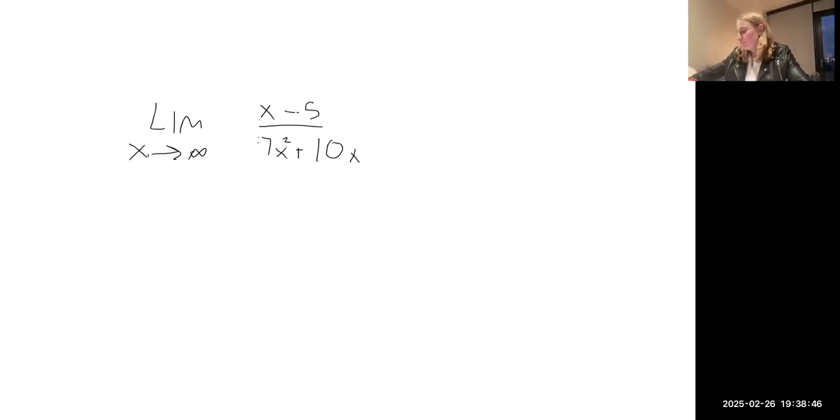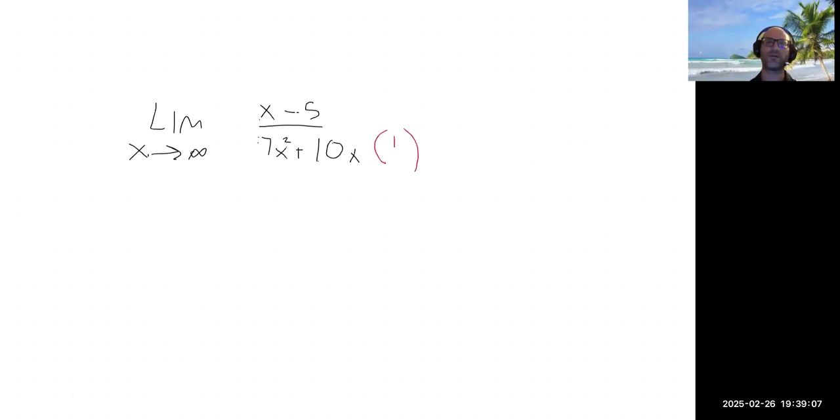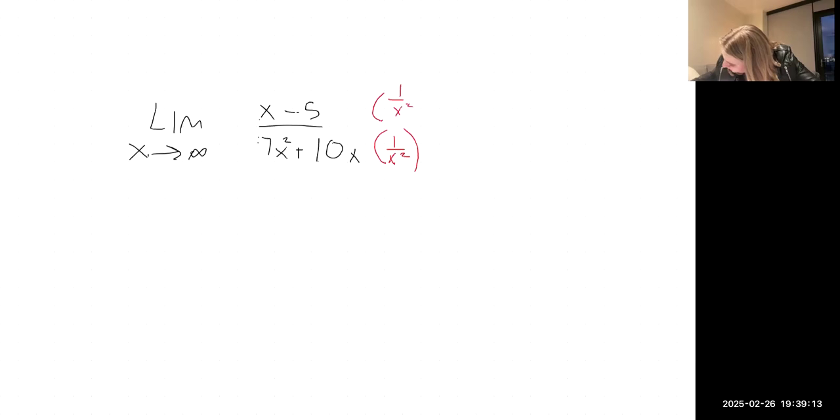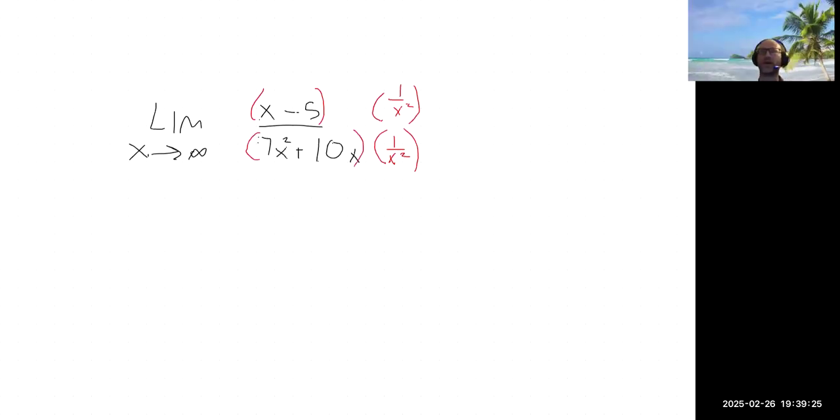Okay. So you may remember with one of the other problems that we've done that was kind of like this, what we want to do is find the highest degree of the denominator. So what's the highest degree we've got? The x squared. So what I'm going to do is multiply the top and the bottom by its reciprocal. So it's going to be 1 over x squared on the top and the bottom, 7x squared plus 10x times 1 over, wait, why 1 over x squared? Because x squared is the highest degree of the denominator.